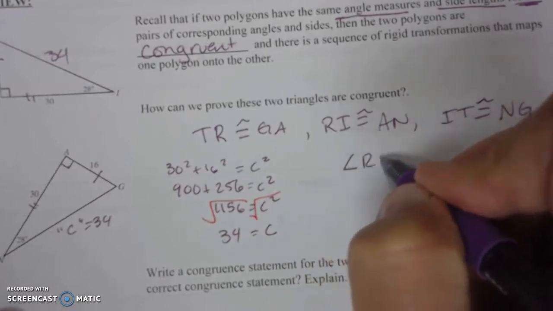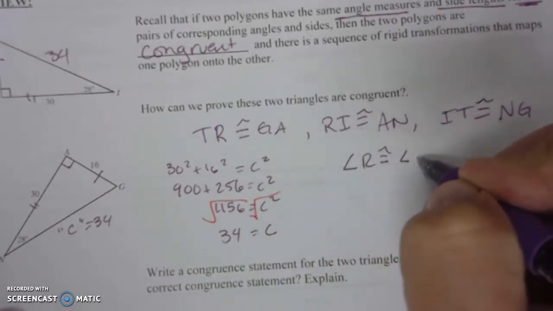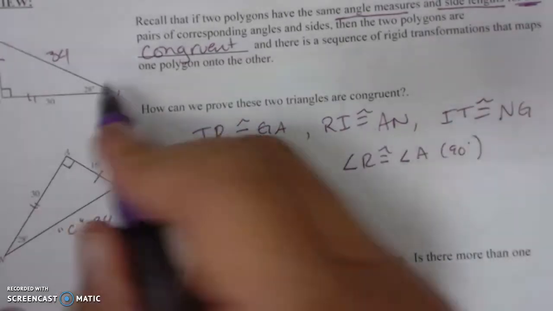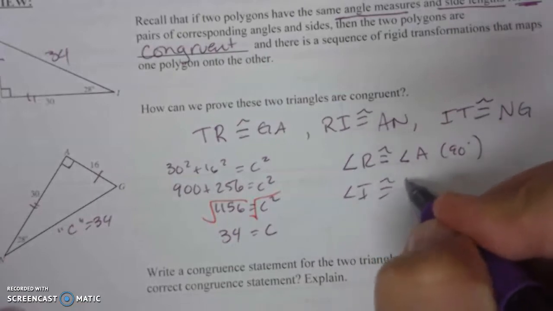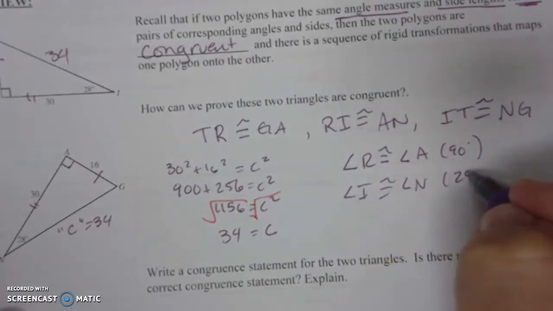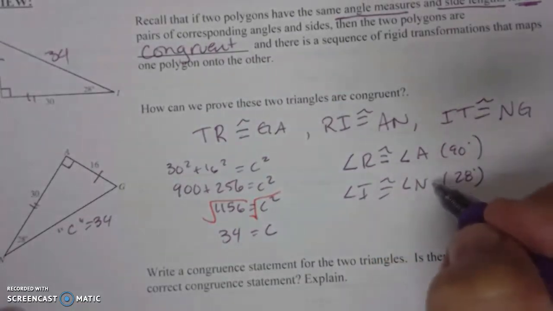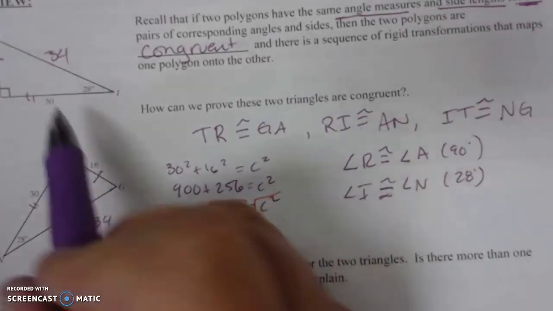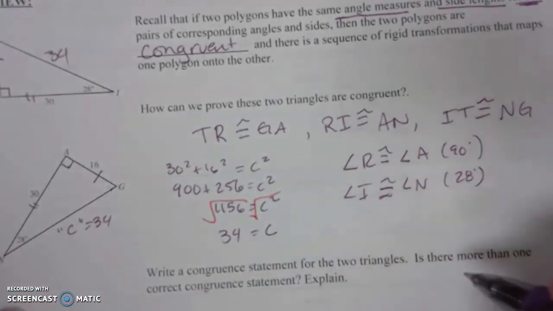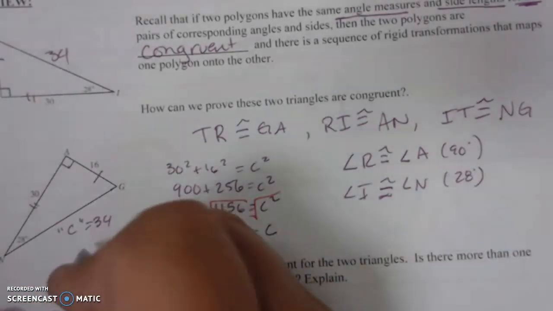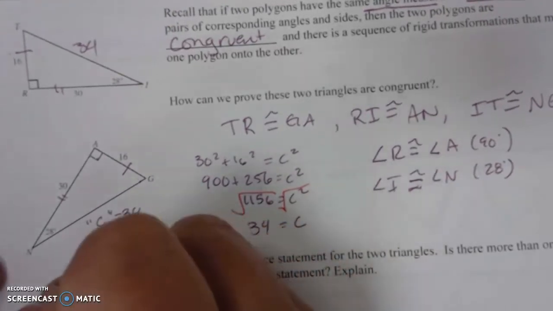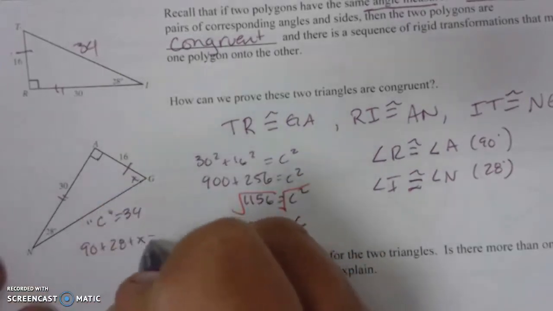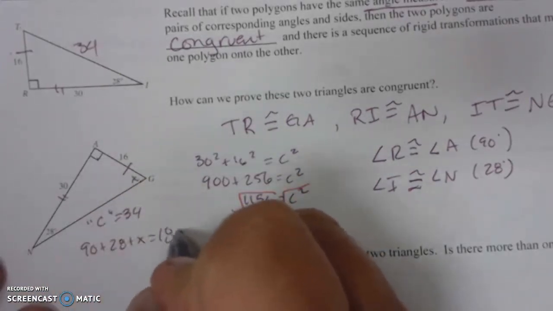So angle R is congruent to angle A, right? It's 90 degrees. Angle I is congruent to angle N. It's 28 degrees. And now how can I figure out what the measure of G and T are? Well, again, do a little bit of math, because I know that the three angles of a triangle, the 90 plus the 28 plus the unknown, this is my unknown, have to equal 180.